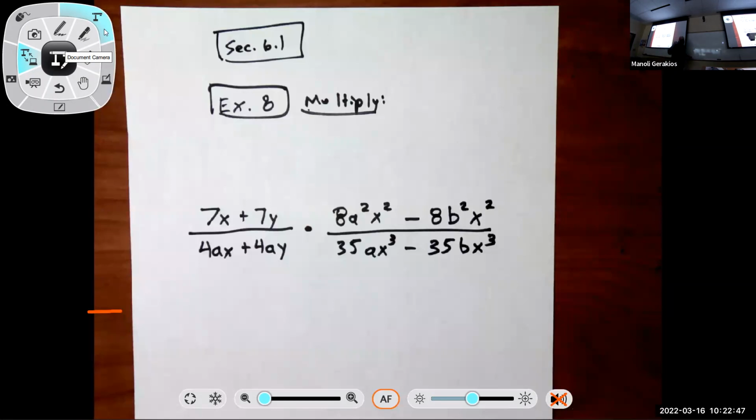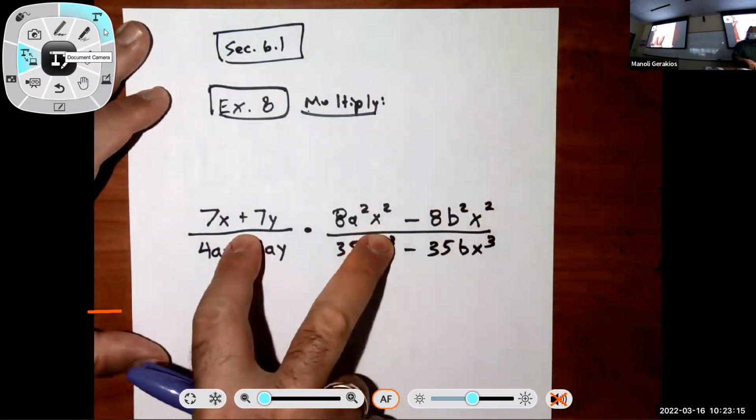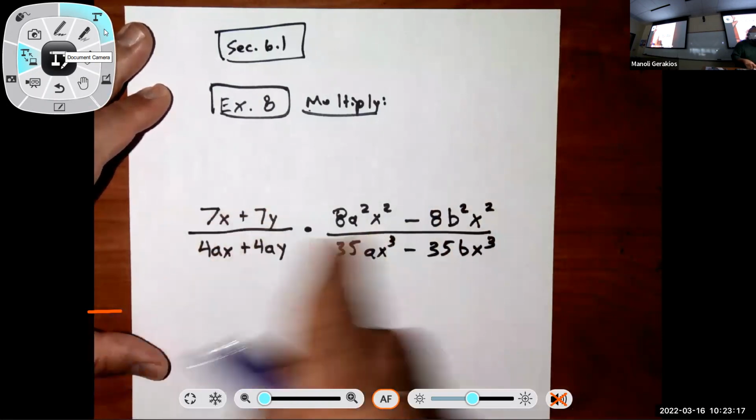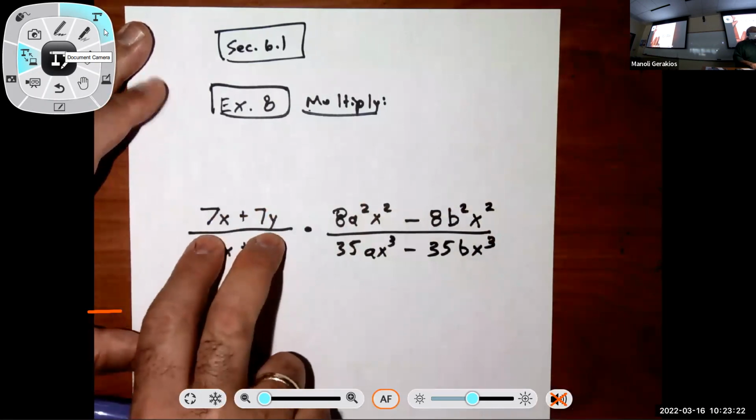This is why the simplify skills are necessary: always try to simplify your fraction before you multiply. It's a strategy. Yes, you are multiplying, but can you simplify as you go? That's the trick to not getting this to be super complicated. Okay, so let's see what happens when you multiply two rational expressions. Here's the first rational expression, here's the second one.